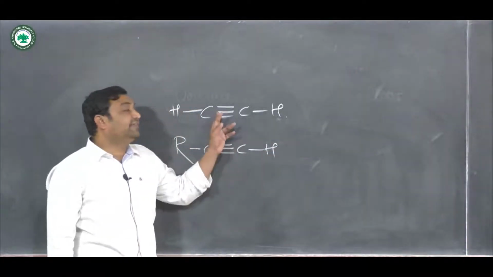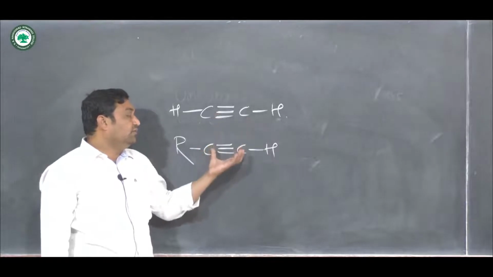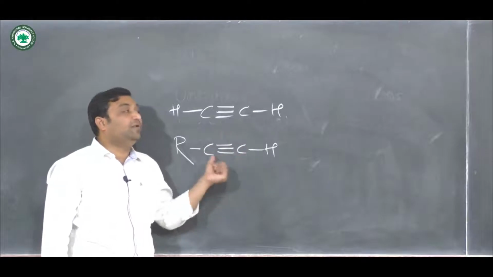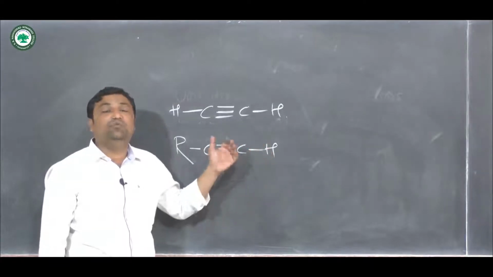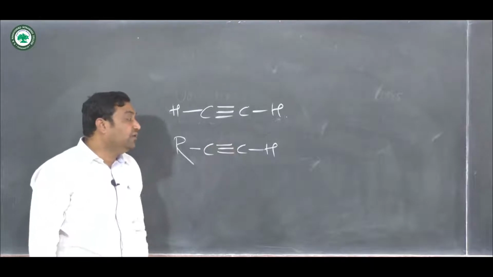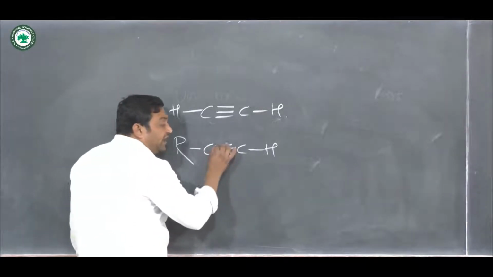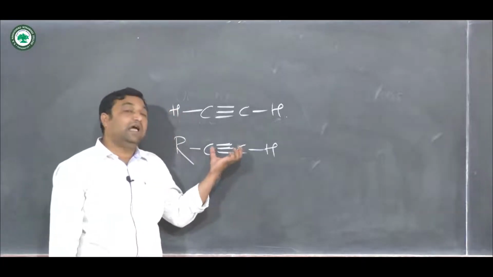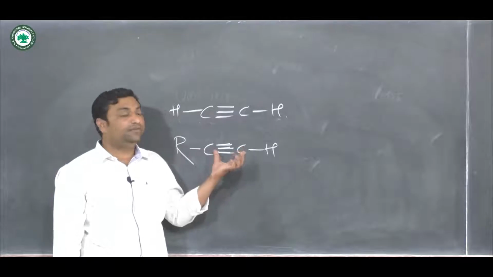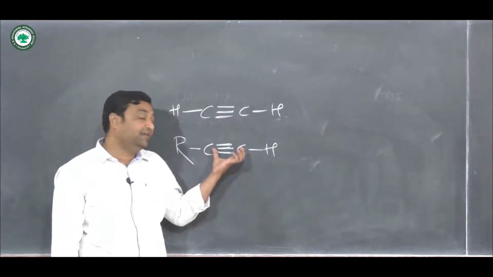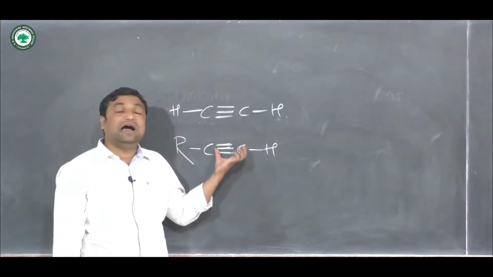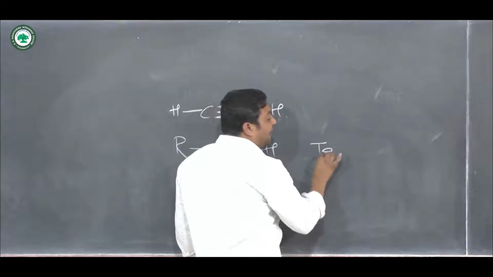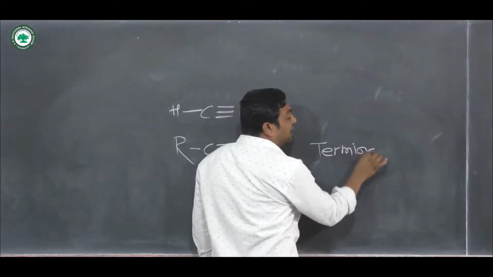In both these cases, we obtain this substituted alkyne. When we deal with such type of molecules, that is monosubstituted alkynes, we know that in this case the triple bond is present at the terminal of this molecule. The triple bond is present between the terminal carbon atoms. That's why such type of molecules are sometimes regarded as terminal alkynes.